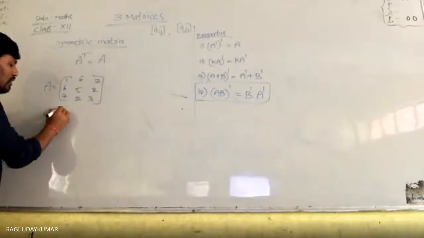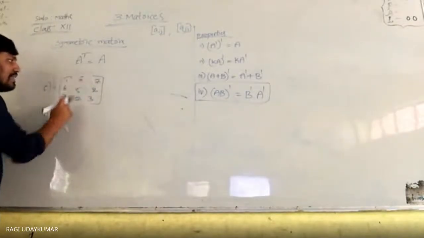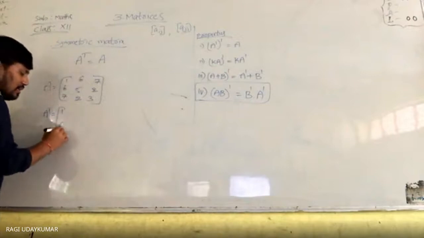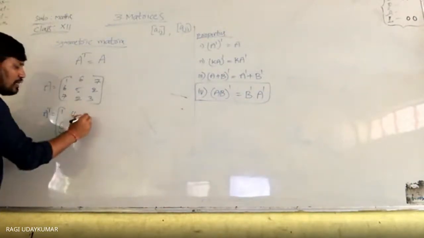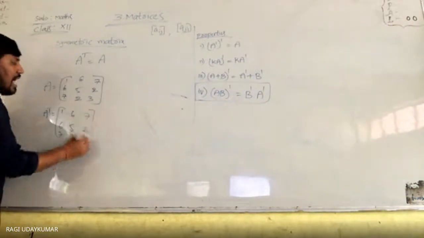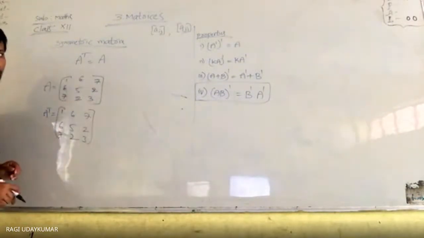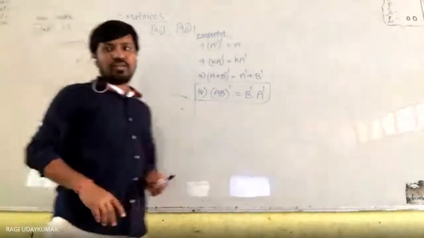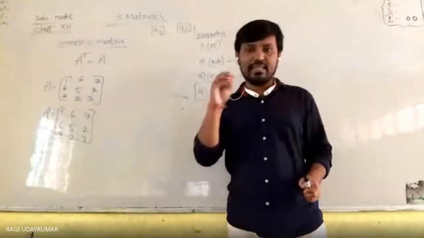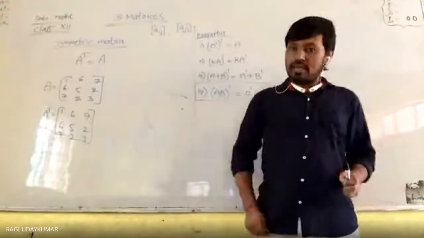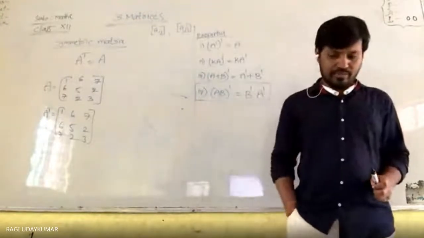Yes, sir. This is a symmetric matrix, right? Let's first check this. Write the transpose: this row I write as a column, 1 6 7, 1 6 7, 6 5 2, 6 5 2, 7 2 3, 7 2 3. Again you got the same matrix. A transpose is equal to A, you got it. So A transpose equal to A means that the matrix is called a symmetric matrix. Okay, did you get my point?